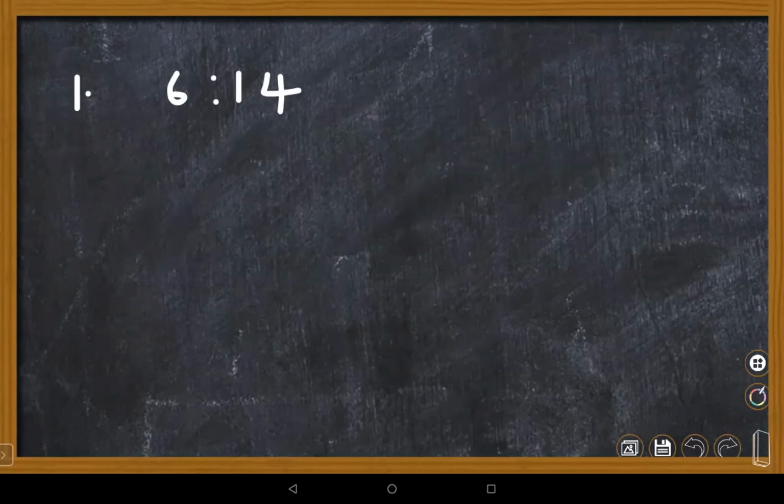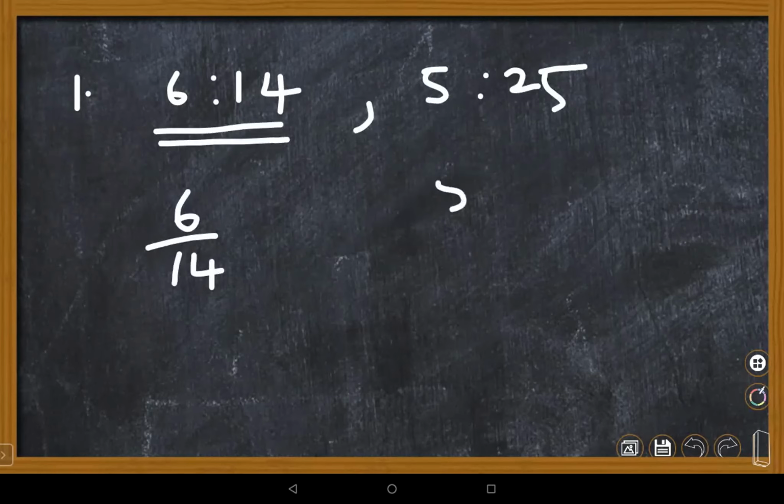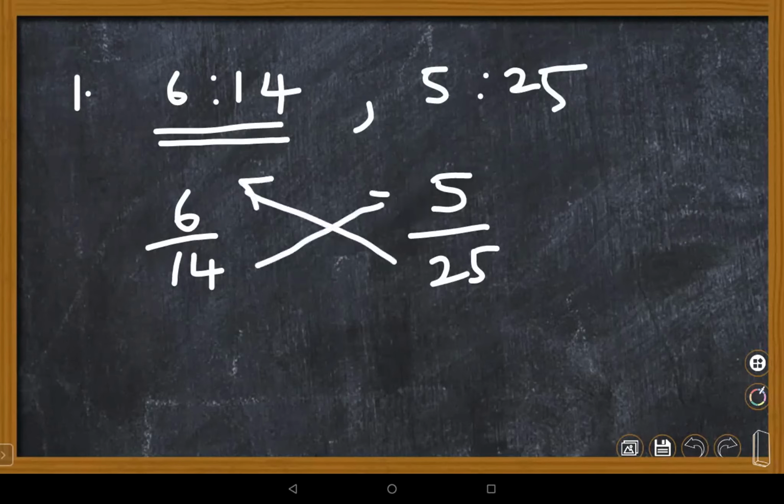So if I am giving two ratios here, this can be written as 6 by 14 and 5 by 25. Now you have to make the denominators equal and compare. Or else you can go with only two, you can cross multiply. Very good. 25 6s are how much?